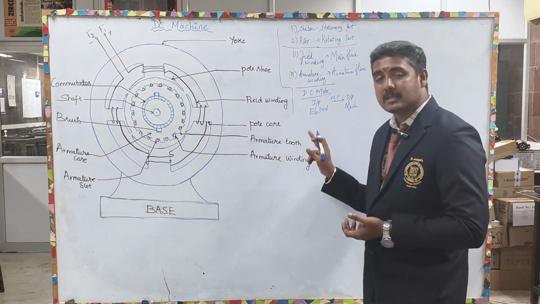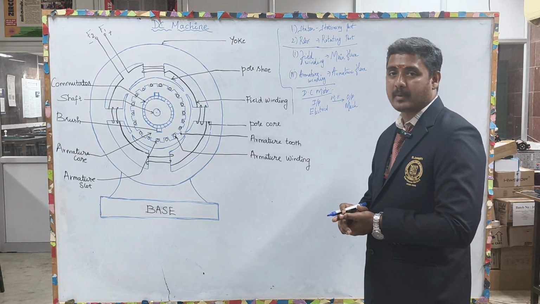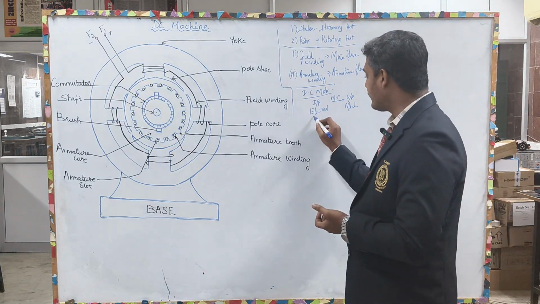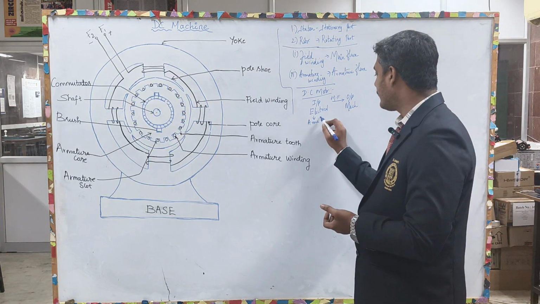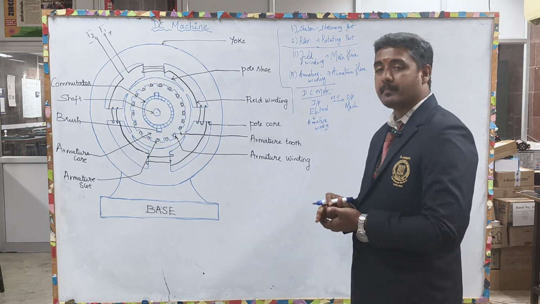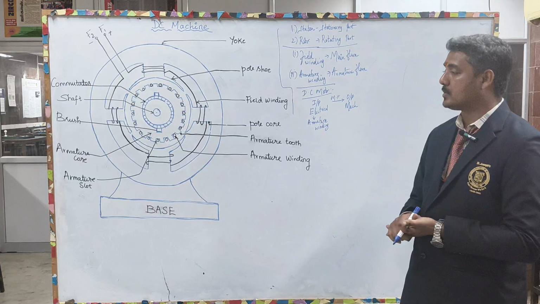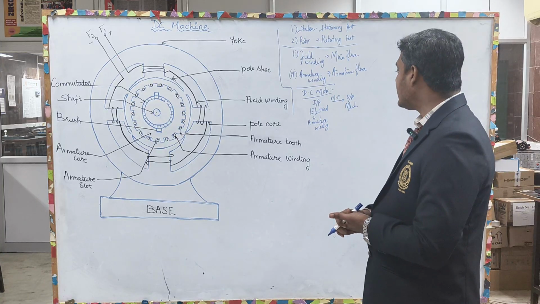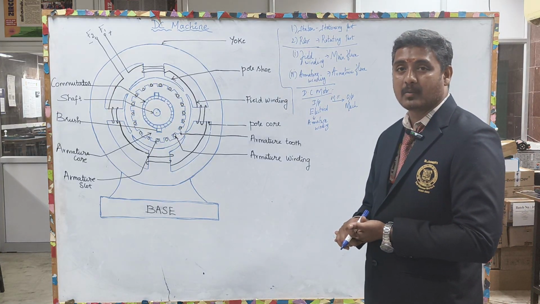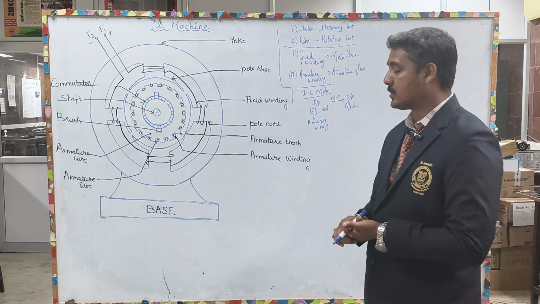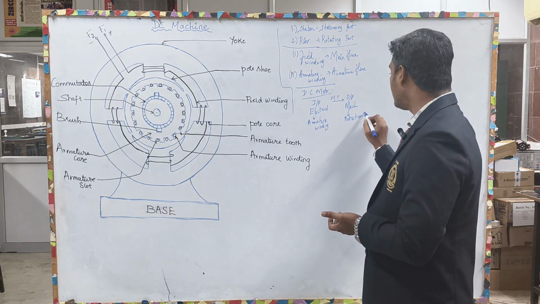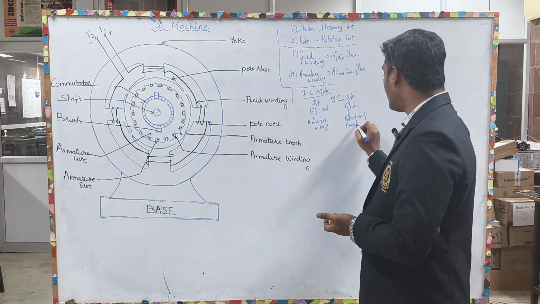See here, where you will be giving this electrical input to the DC motor means you have to give the electrical input in armature windings. Okay, you are going to give an electrical input to the armature winding, and you will be getting the output, mechanical output, as a rotation of the armature.